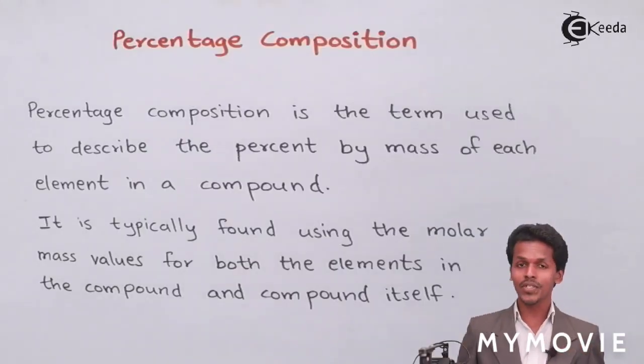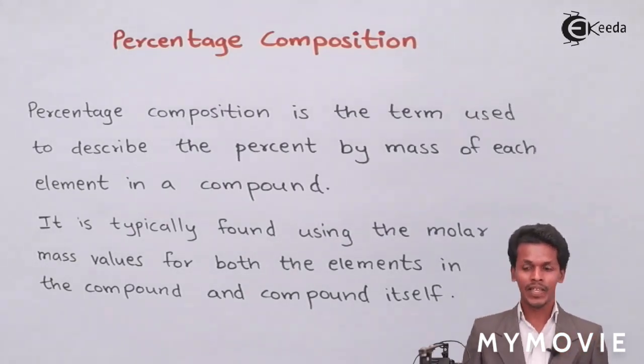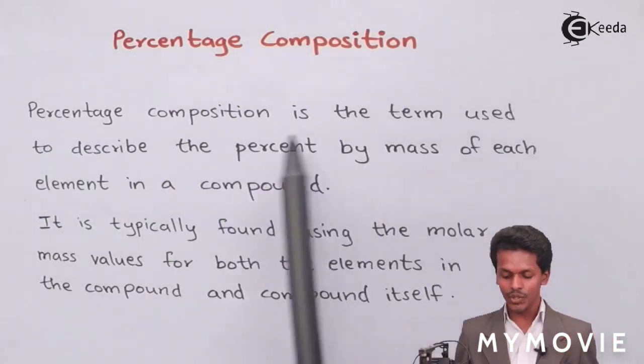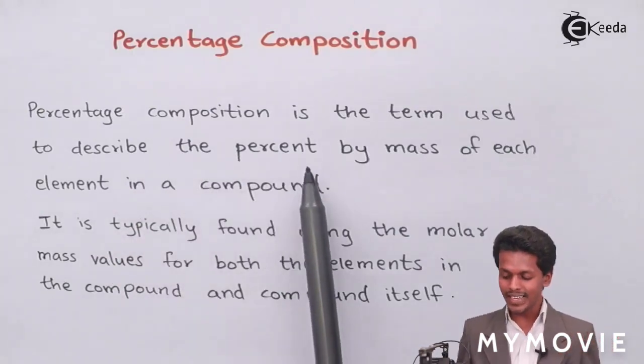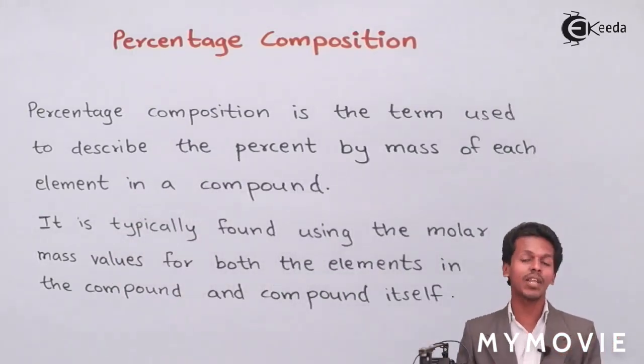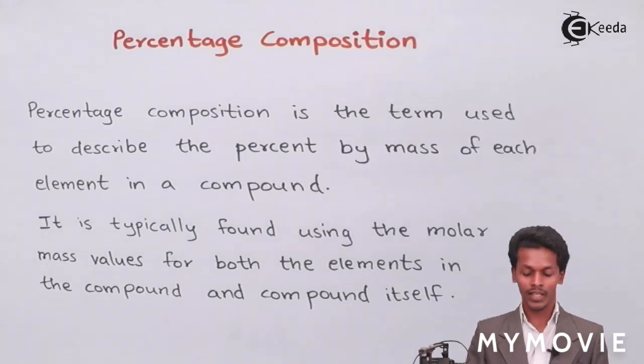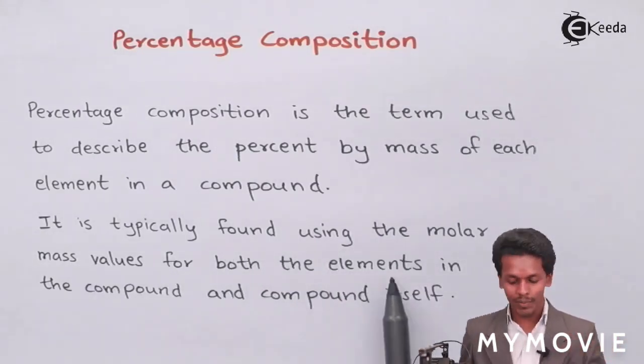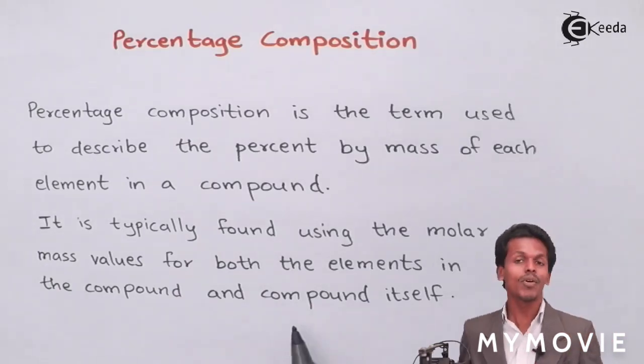So this is the percentage composition. The first thing that we have to do is understand it very well by the definition of what the term percentage composition is. Percentage composition is the term used to describe the percentage by mass of each element present in a compound. It is typically found using the molar mass value for both the elements in the compound and the compound itself.